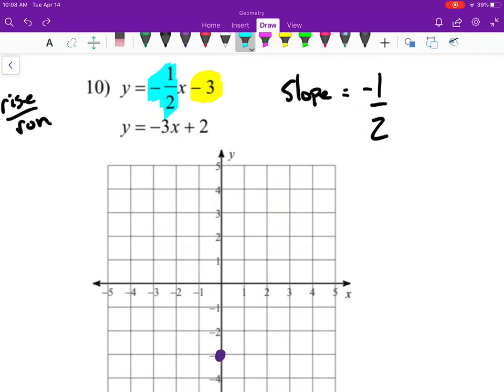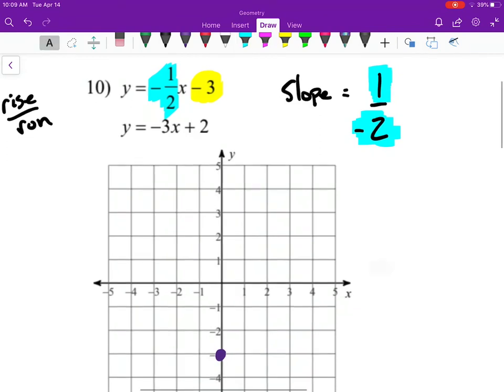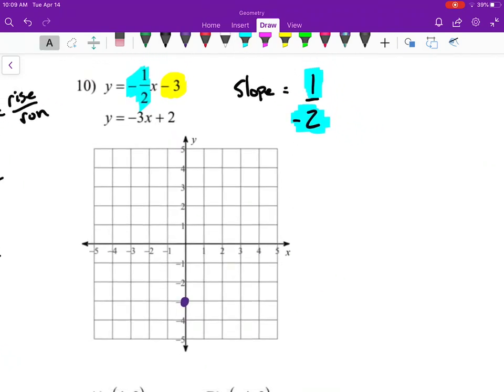Or, let's think of it a different way. We could do the opposite. We could take that negative, put it with the run. So my rise is positive 1, or I would go up 1 and then left 2. You could do it either way. I'll just show you real quick, and I think that'll give you enough to answer the rest of it. Okay? So since I have it written like this, let's just go ahead and do it like this. Okay, I'm going to rise up 1, and I'm going to go to the left 2. Left 2, there's my point. And I'll just do it one more time. Up 1, left 2, there's my next point.